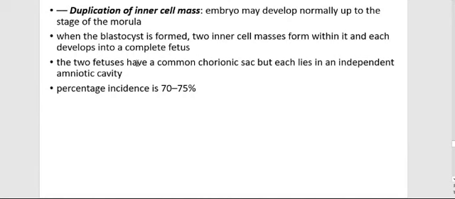Because the trophoblast, the outer cell mass, has already been formed, they can't form another one. So they are going to share the placenta. But we haven't reached a stage where the amnion has been formed. So at that point, each one can have their own amniotic sac, so they can lie in their own amniotic cavity. The percentage of these is 70 to 75%.